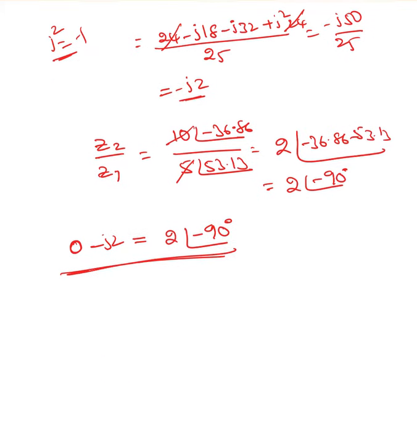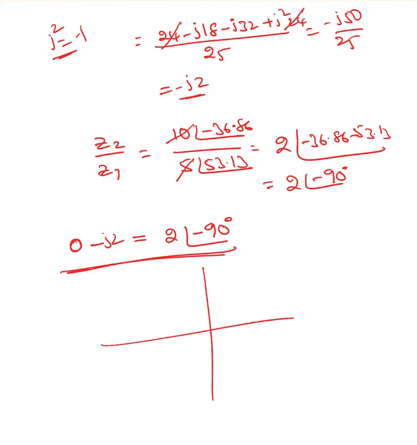If you look at the graph, minus j2 is somewhere here, isn't it? So it's exactly on the y-axis. So in polar format, the length of this line is 2 and it is making 90 degrees to the real axis. That's how you can read it. This is how you deal with complex numbers. Thank you.